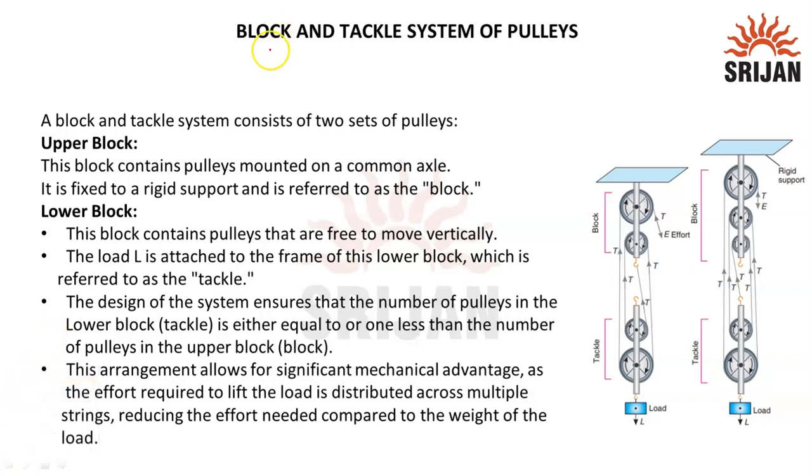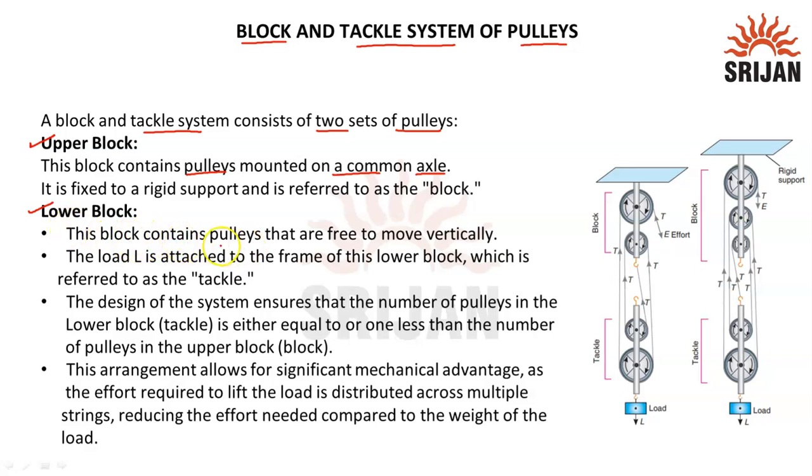In this video, we'll be studying the block and tackle system of pulleys. A block and tackle system consists of two sets of pulleys, the upper block and the lower block. The upper block contains the pulleys mounted on a common axle, like in this picture. There are two pulleys mounted on a common axle, and in this picture there are three pulleys mounted on the common axle, and they are fixed to a rigid support.